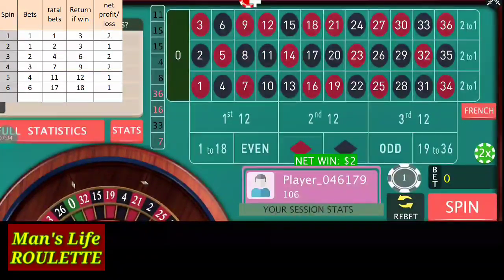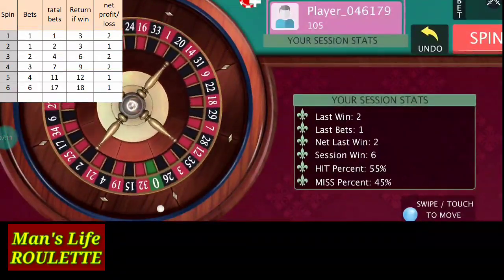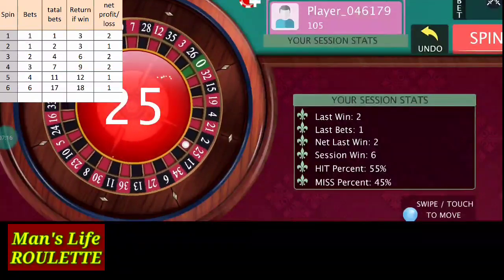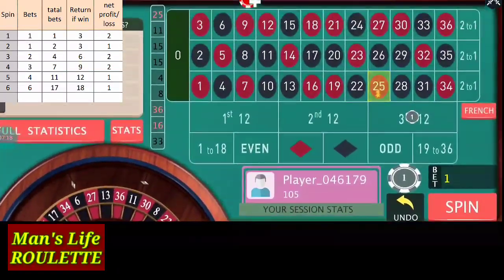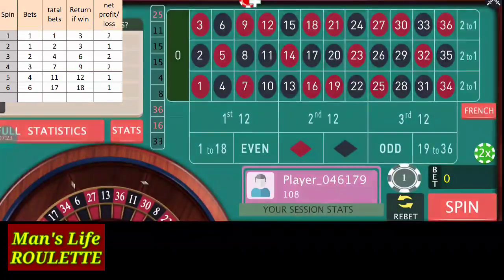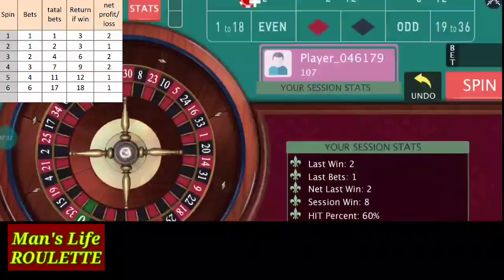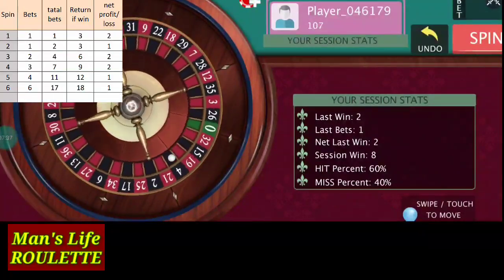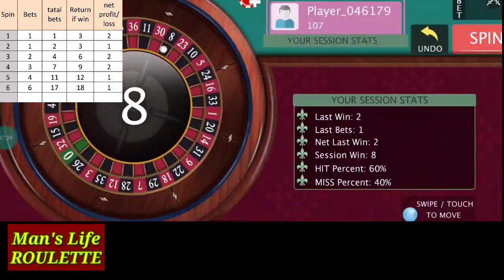So again one more fresh cycle I have to start. Now I have decided to go with the third dozen. This time I also won. So I have completed this spin also. So another fresh cycle. This time I have decided to go with the first dozen. I won this time also.